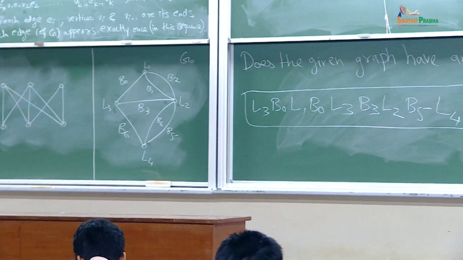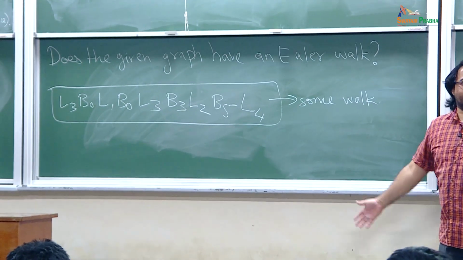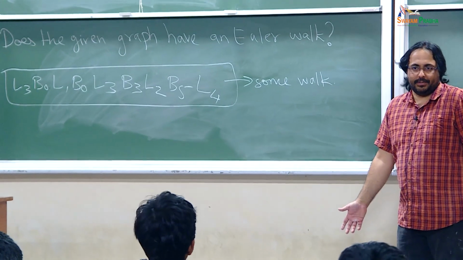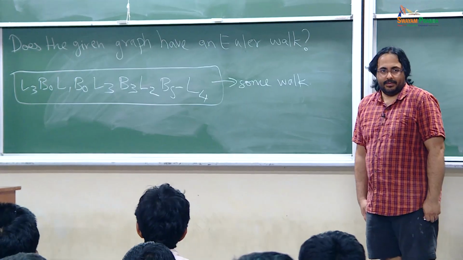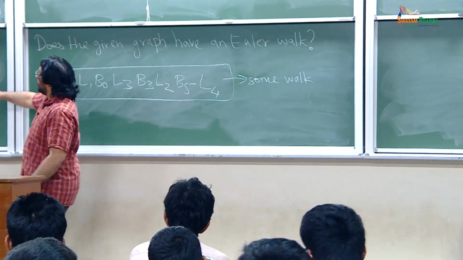Of course, we are not interested in any walk. Every graph has a walk. I can just stay at the vertex. This is also a walk. I don't have to take any edges. I will just stay here. That is also called a walk. But what we are interested in is an Euler walk.